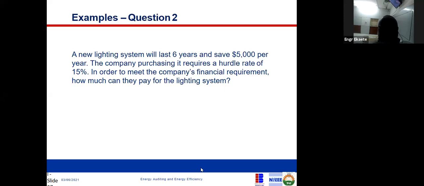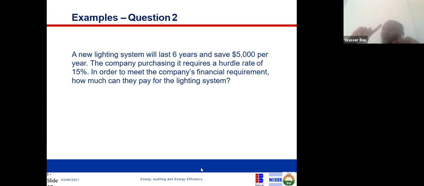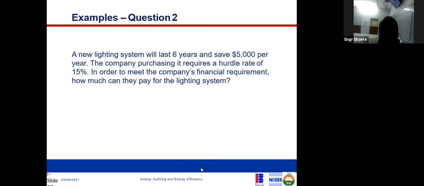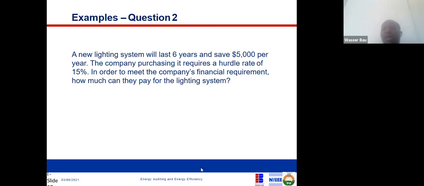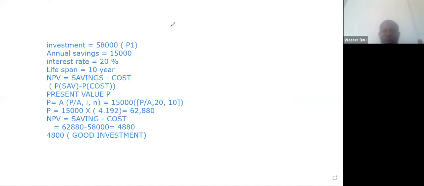So what is the minimum? Now we're looking for the maximum amount of money that the community will cough out in order to have this and make sure that nobody is cheating anybody. So let's go. We're done with the first one. So let me put this one here.